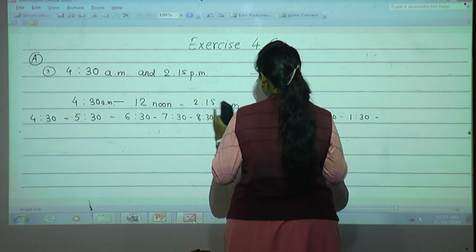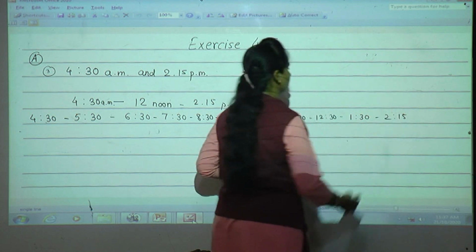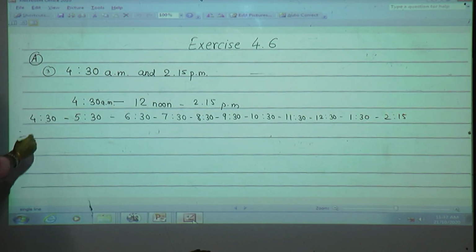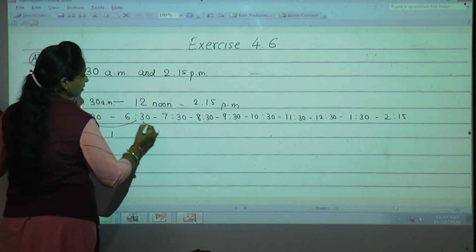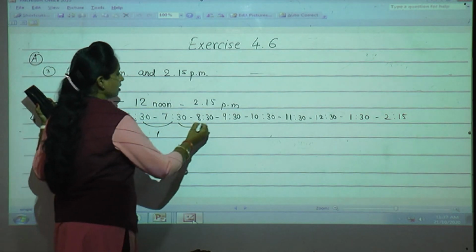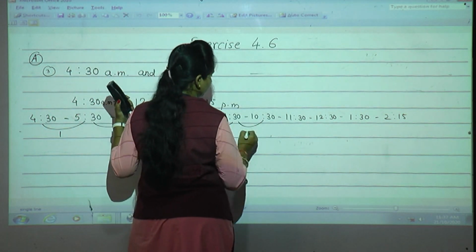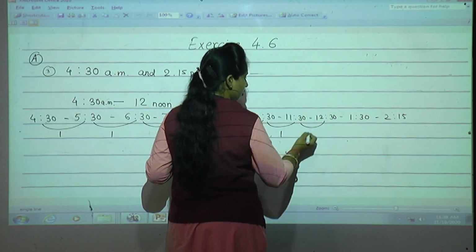2:30 we cannot write because here it stops at 2:15 only. Okay, so I'll end with 2:15. Now between 4:30 and 5:30 how many hours are there? 1 hour. And between 5:30 and 6:30, 1. 6 to 7, 1. 7:30 to 8:30, 1. 8:30 to 9:30, 1. 9 to 10, 1. 10 to 11, 1.